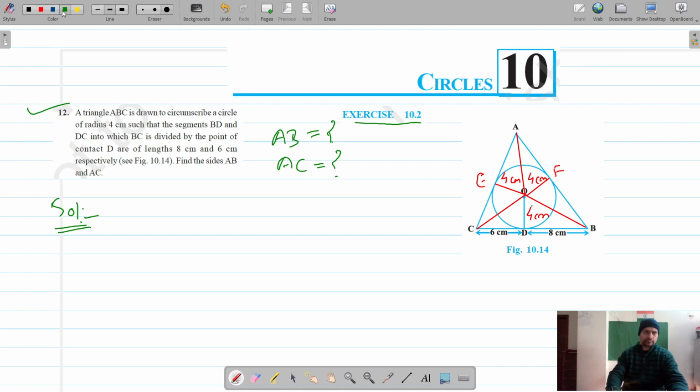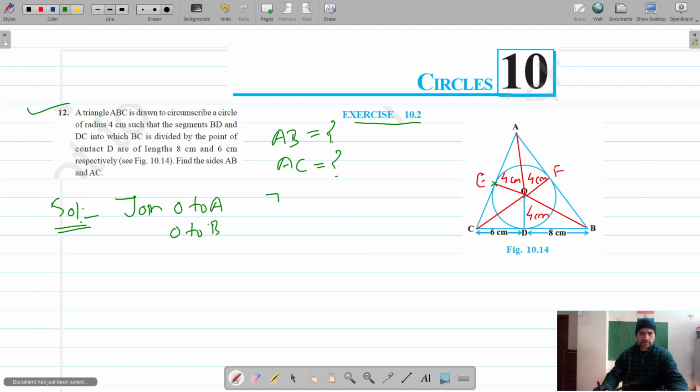So I have joined O to A, O to B, O to C. Okay, so that's what we have to join. And after that, let's draw OE perpendicular to, if we join this point of contact, it will obviously be perpendicular. So let EF be the point of contact.